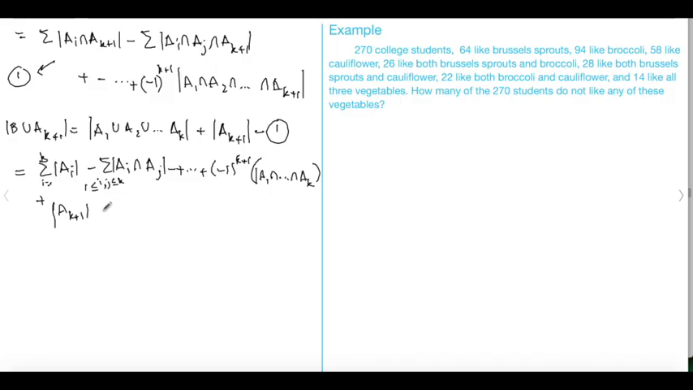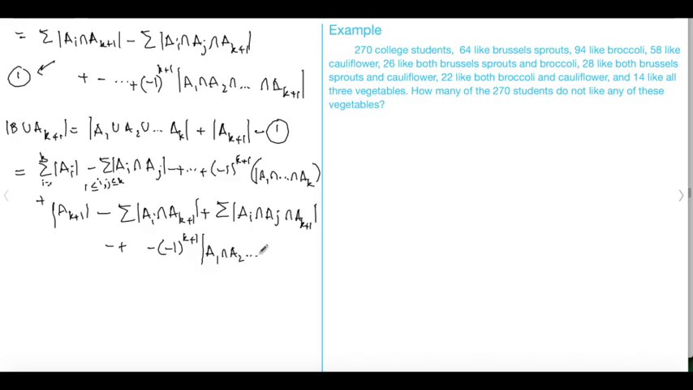So let's expand this. So I can say minus the sum of A_i intersection A_{k+1}, plus the sum of A_i, A_j and A_{k+1}, and then I will say minus 1 to the k plus 1, this whole story here, A_1 intersection A_2 up to A_{k+1}.